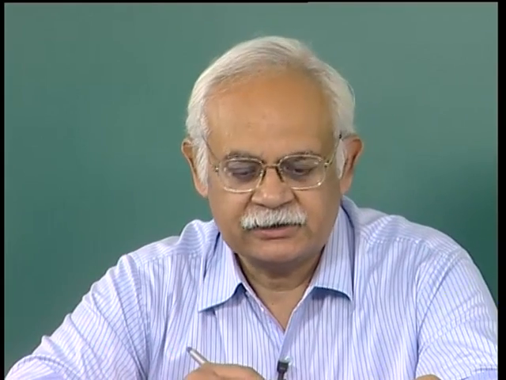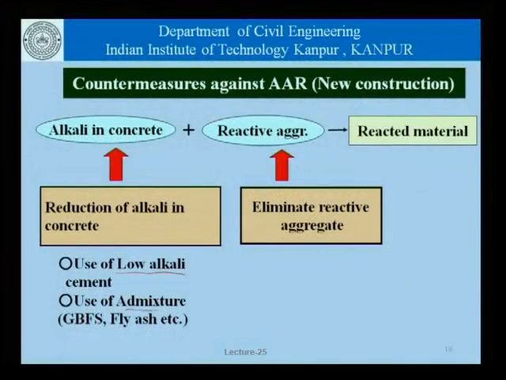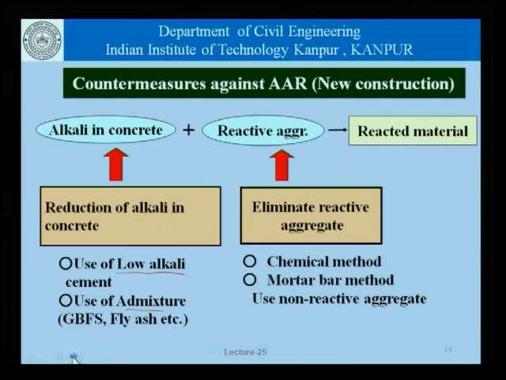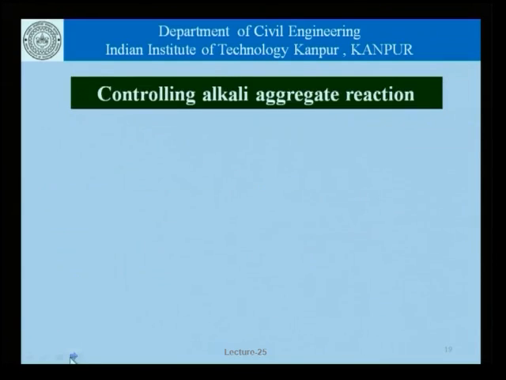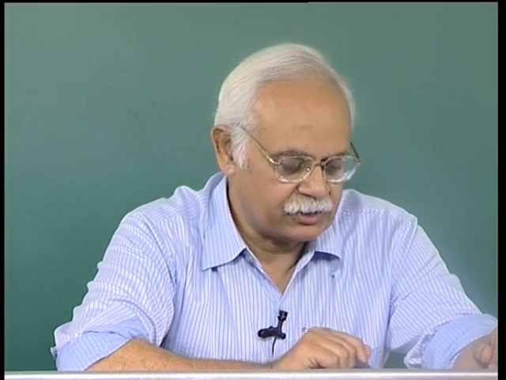As far as reduction of alkali in the concrete is concerned, we have the option of using low alkali cement, using admixtures. We will try to see that in a moment. As far as the elimination of reactive aggregates is concerned, we can use these methods to evaluate the reactivity of the aggregates, and finally, of course, use non-reactive aggregates. Using non-reactive aggregates is perhaps the best option. That gets rid of the problem at the root itself.